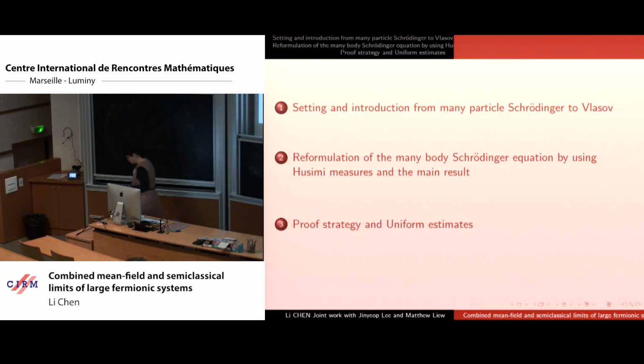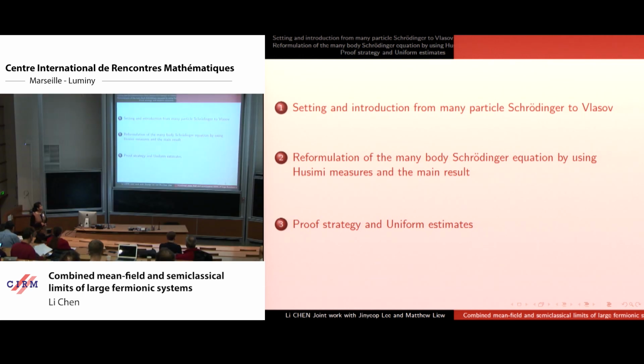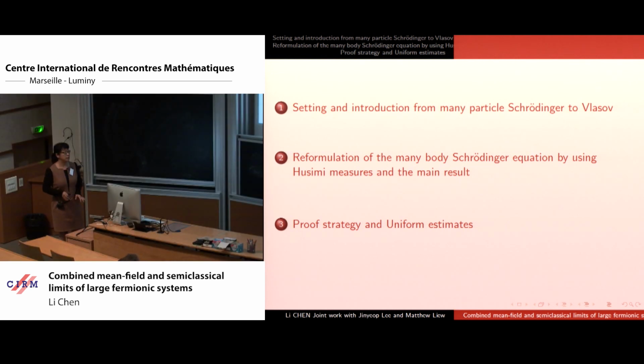So this is the plan of my talk. Probably I'm going to be relatively fast in the first part because you've heard almost all the stories about this problem. In the second part, I will introduce our idea of how to get directly from the Schrödinger equation to the Vlasov equation by using the Husimi measure that we learned from Lewin and Sabin and from this paper a few years ago, to rewrite the Schrödinger equation as something like the Vlasov hierarchy. And in the end, I will present the main idea and the main technical difficulties in the result.